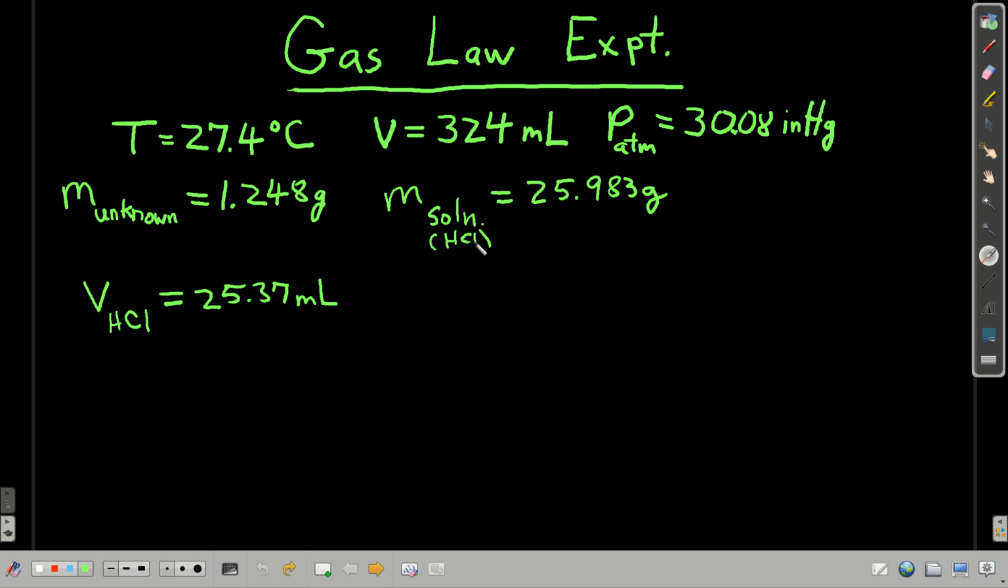You also measured the volume and mass of the hydrochloric acid solution. 25.983 grams is the mass that I made up, and 25.37 milliliters is the volume. So if you're wondering where numbers are coming from, refer back to this part, because this is probably where they came from.